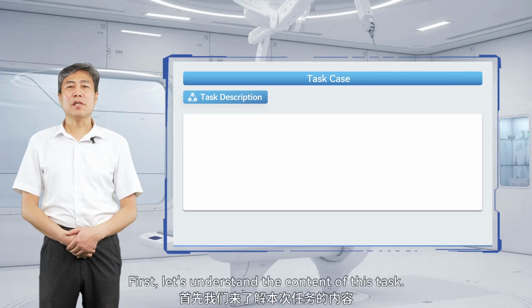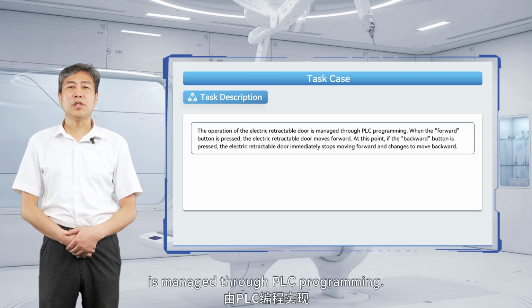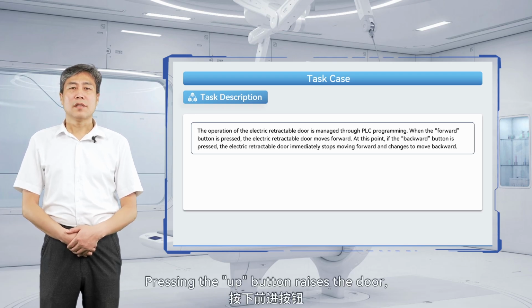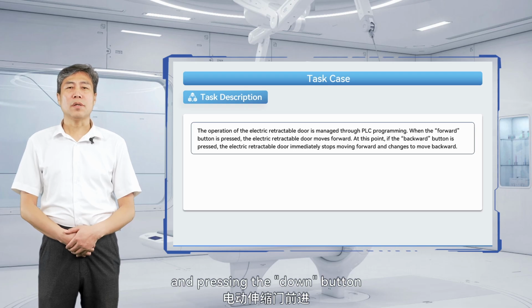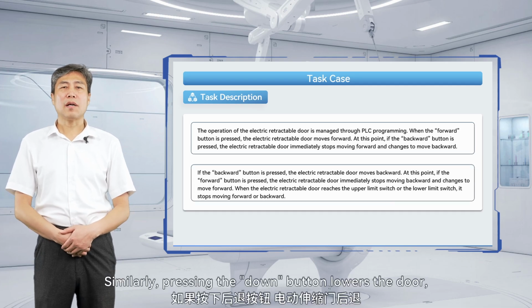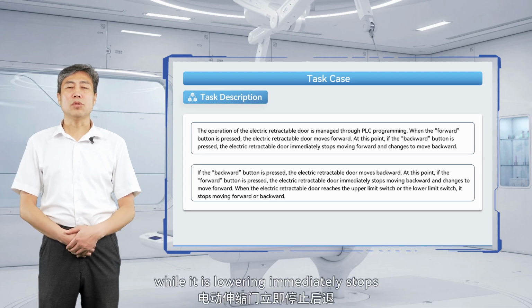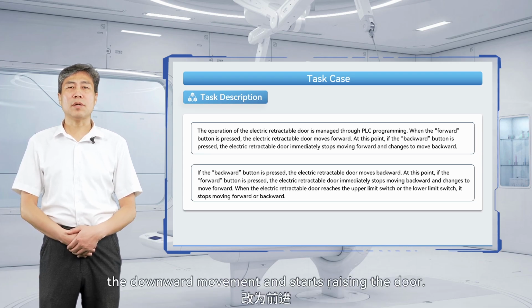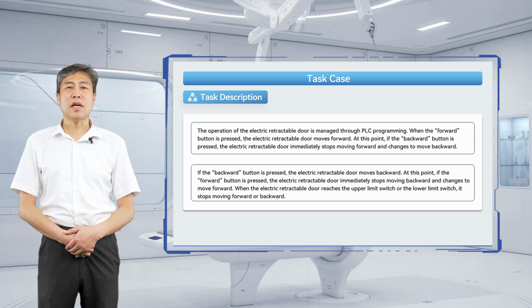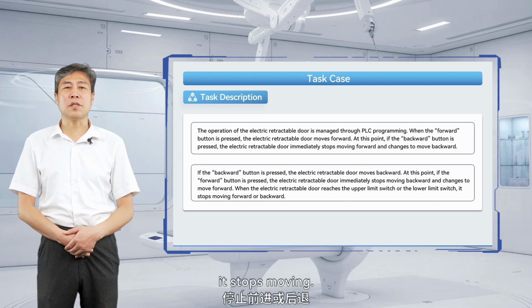First, let's understand the content of this task. The operation of the electric retractable door is managed through PLC programming. Pressing the up button raises the door, and pressing the down button while it is rising immediately stops the upward movement and starts lowering the door. Similarly, pressing the down button lowers the door, and pressing the up button while it is lowering immediately stops the downward movement and starts raising the door. When the door reaches the upper or lower limit switch, it stops moving.